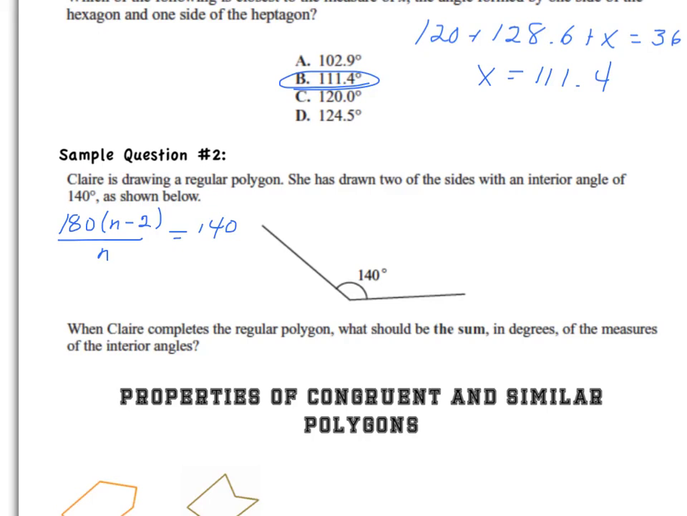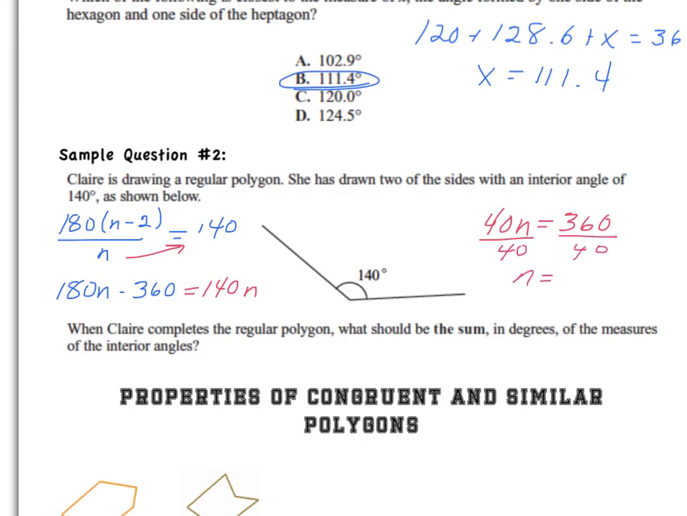I'm going to start by distributing the 180, so that's 180n minus 360. That's my numerator. And at the same time, I'm going to multiply both sides by n. And now I'm going to go ahead and solve this equation. So I'm going to subtract 140n from 180n, so that's going to give me 40n. And at the same time I'm going to add 360 to both sides. Now I divide both sides by 40, and I get n equal to 9.